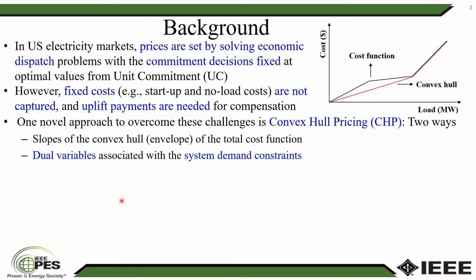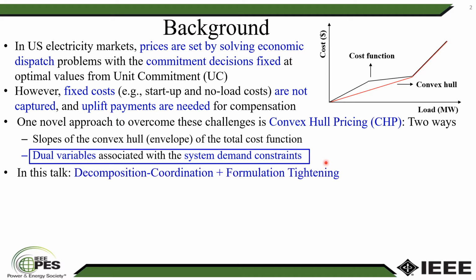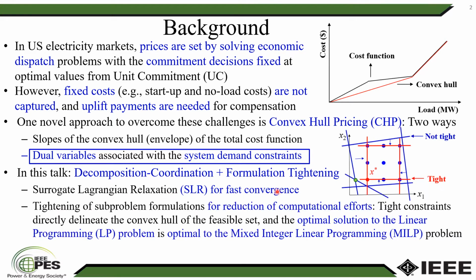The other method is by using dual variables associated with the system demand constraints of the UC problem. In this talk, we considered the second approach and combine it with decomposition and coordination methods along with formulation tightening. We use a decomposition and coordination method called surrogate Lagrangian relaxation for fast convergence. Tightening of subproblem formulation is done for reduction of computational efforts.